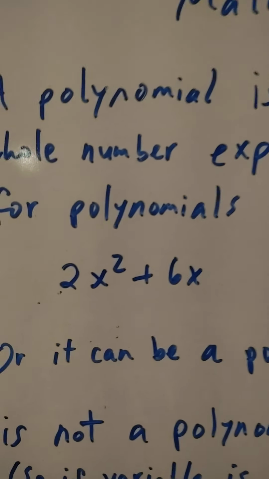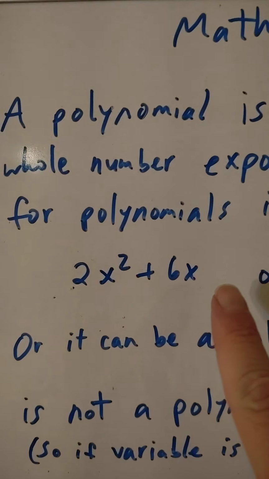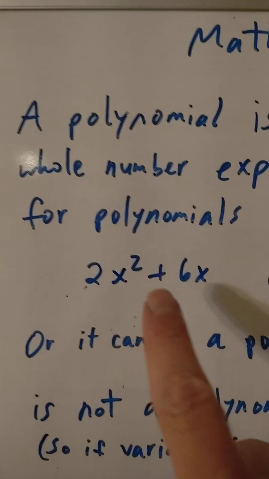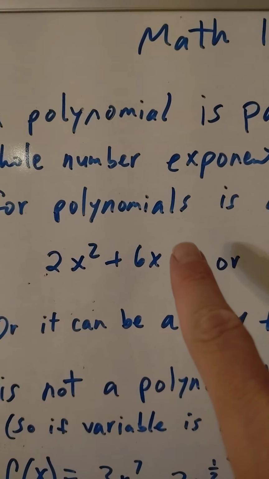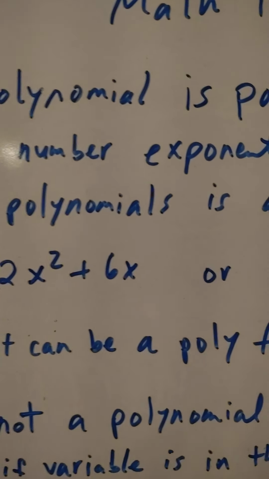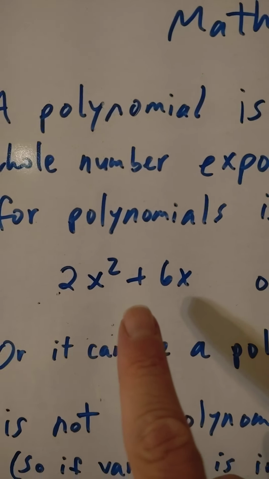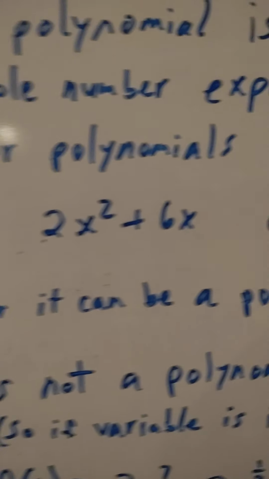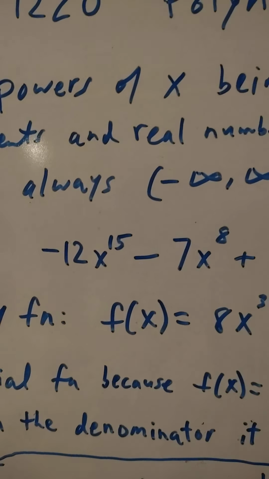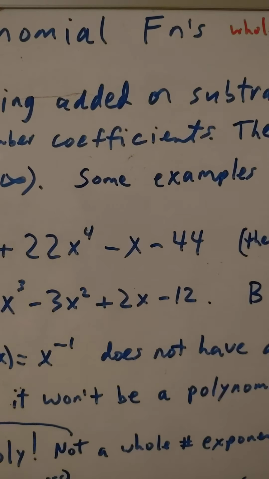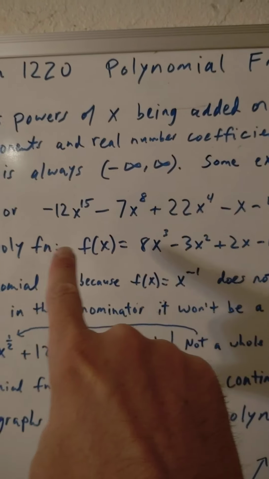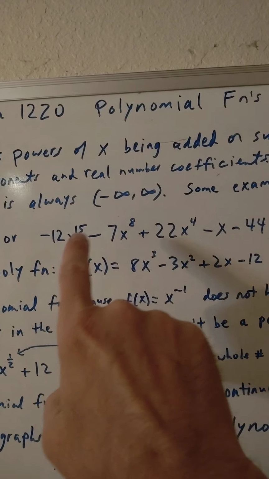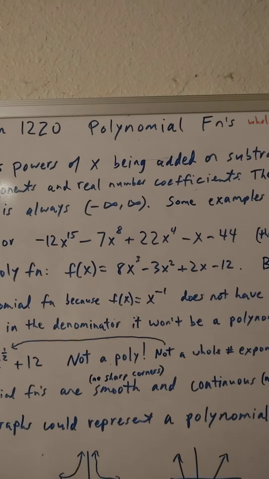So, for instance, 2x squared plus 6, isn't that powers of x being added or subtracted? We've got 2 terms here. And isn't that a whole number, that 2? And what's the implied exponent on that x? 1. And notice the coefficients 2 and 6 are real numbers, because I did say real number coefficients. Here's another example of a polynomial expression, because again, it's powers of x being added or subtracted. Remember, terms are separated by plus or minuses. So we've got 1, 2, 3, 4, 5 terms there.